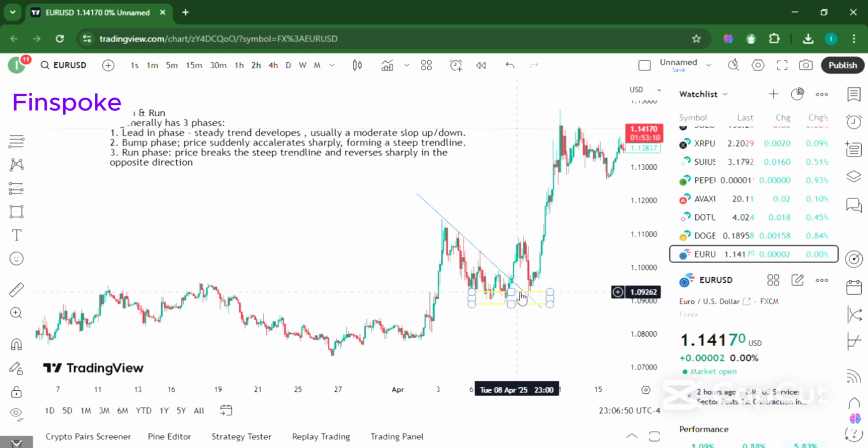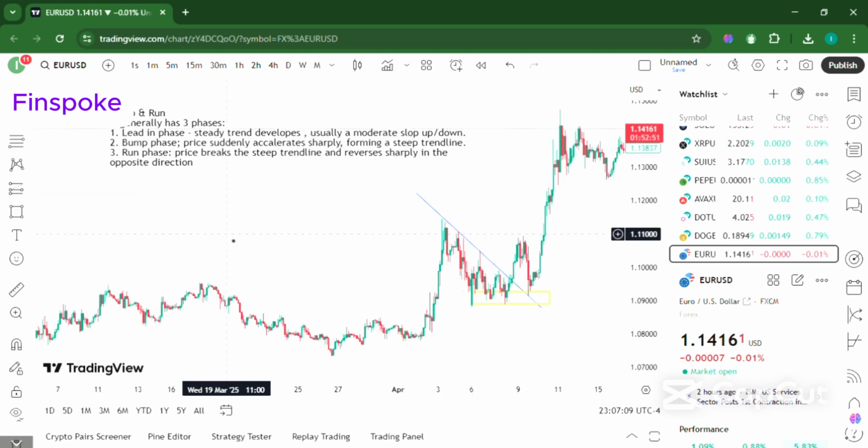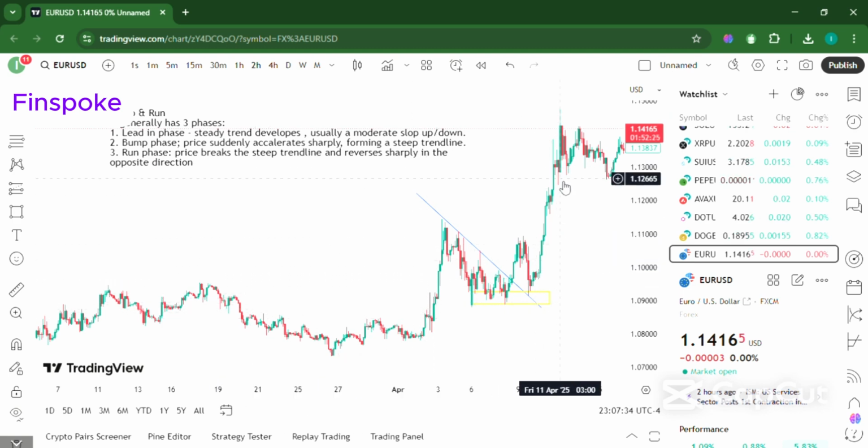You can look out for also evening star, marabozu candle, and it comes in 3 phases. Phase one is the one we call the lead-in phase, where the trend is developed. Around here is where it started shooting down. Then we now have the bump stage before we now have this run stage. If you understand it, you will make real bucks from it.